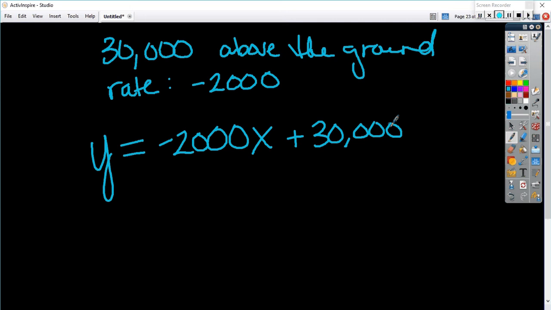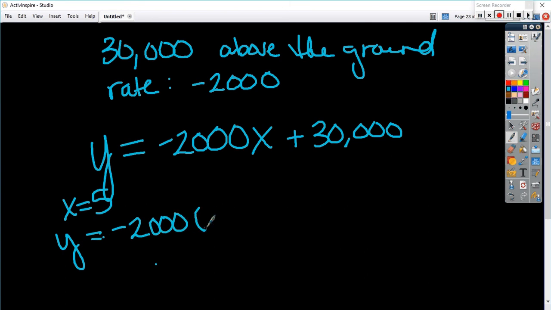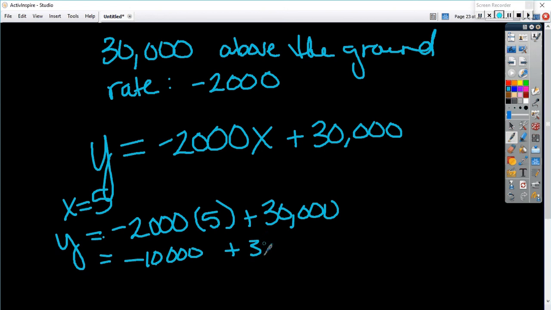What's the altitude of the plane after 5 minutes? What do you do? Plug it in for x. So I got y equals negative 2,000 times 5 plus 30,000. Okay, so negative 10,000 plus 30,000 is? 20,000. Yep, there you go. This is not hard, right?